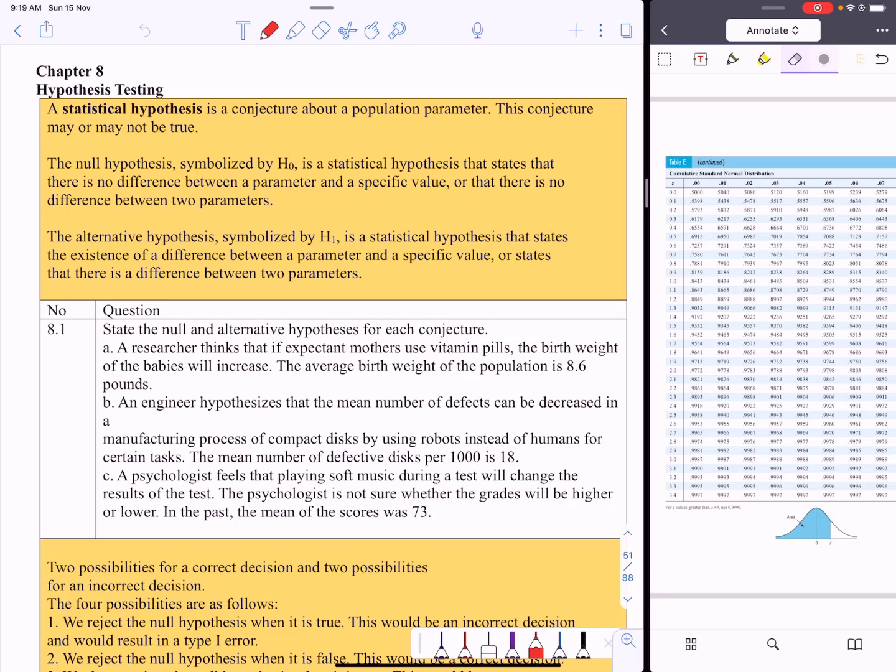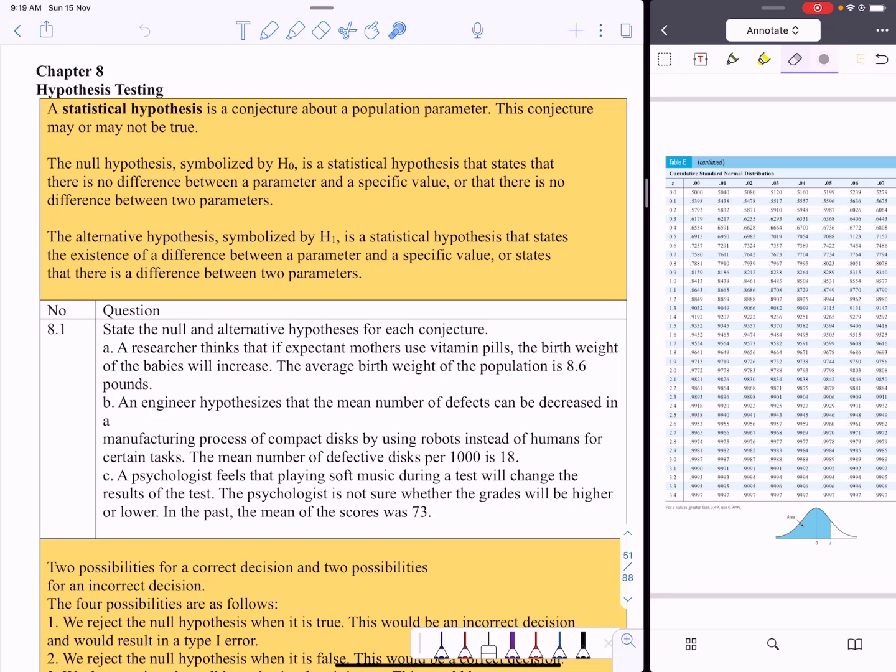Chapter 8, Hypothesis Testing. A statistical hypothesis is a conjecture about a population parameter. This conjecture may or may not be true. So we have the hypothesis. If you still remember, you already learned about hypothesis during your school years.